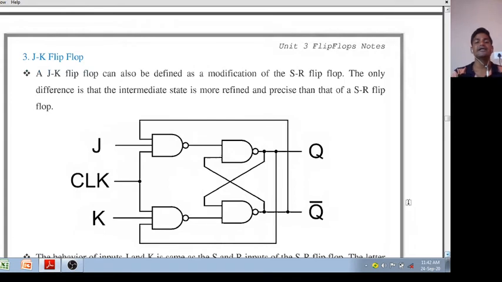Now in JK flip-flop, you have to remember the equation S equal to J Qn bar and R equal to K Qn. This is S equal to J Qn bar. Okay, this is your clock pulse.